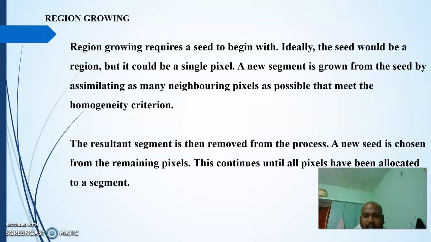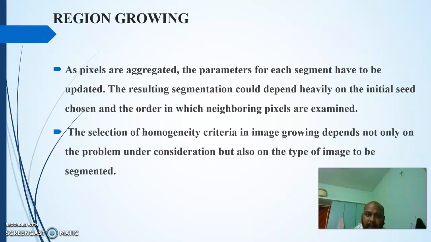The resultant segment is, once we have grown a region and framed it, after that it is isolated, and next we start the next region. A new seed is chosen from the remaining pixels. This continues until all pixels have been allocated to a segment. Like this we will create many segments.